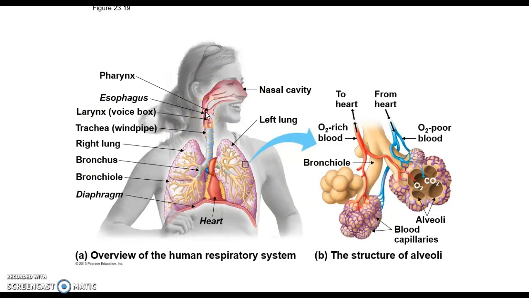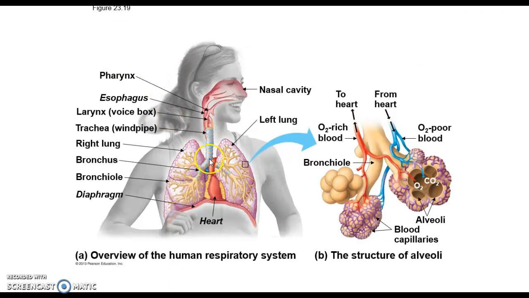So the tube going to our stomach is the esophagus. The tube going to our lungs is going to be our trachea. But first air passes by the larynx. So nasal cavity, pharynx, and larynx for air. And that is where our vocal cords are located. So it's going through our larynx, down our windpipe, also known as our trachea, into our right and left lungs.